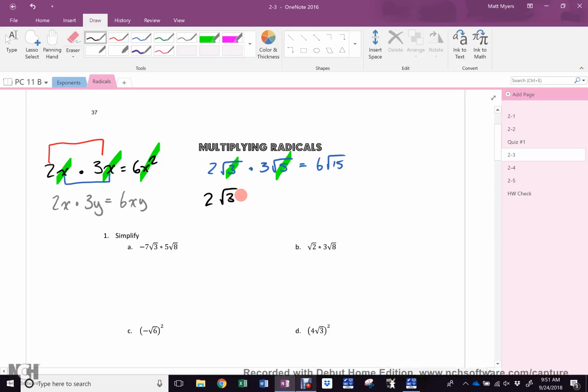2 root 3 times 3 cubed root 5. What do you think is that answer based on what you know? Six root 3, then what? Cubed root 5. You cannot put them together. Why? Because it acts like x and y. They are not like terms. Everybody good? Easy peasy. That's what it was in grade 10.